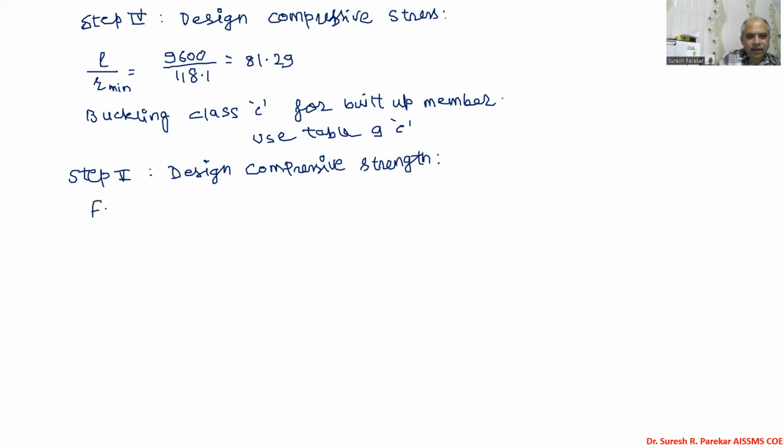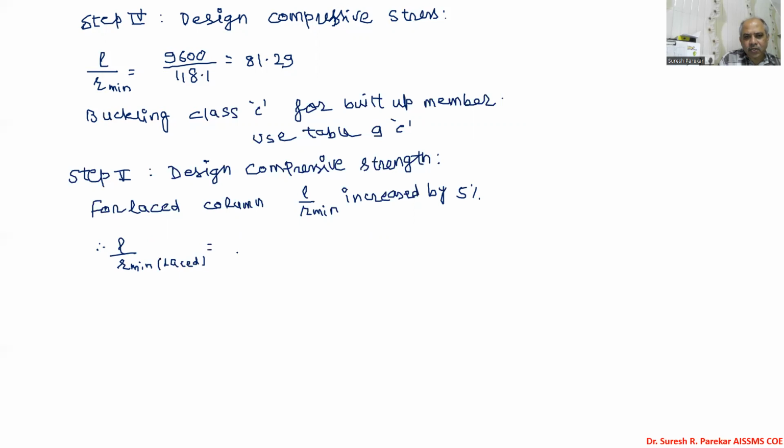Now for last column, we have L upon R minimum increased by 5%. That is given in IS. And therefore, L upon R minimum for last column equal to 1.05 into 81.29, and therefore we will get 85.35.